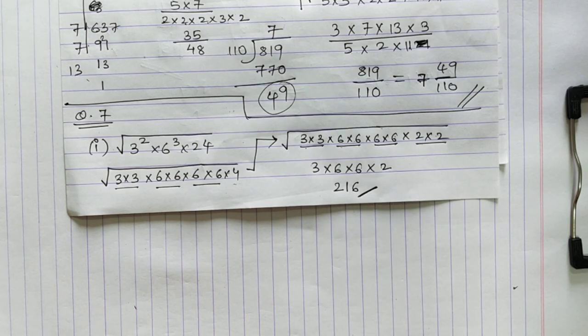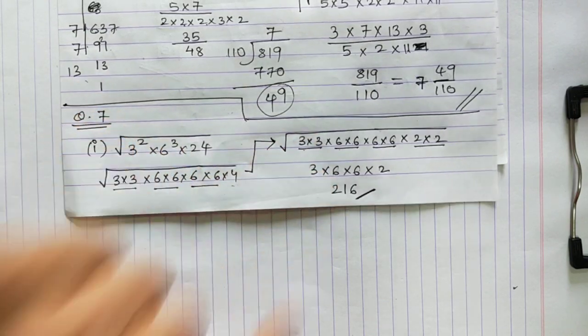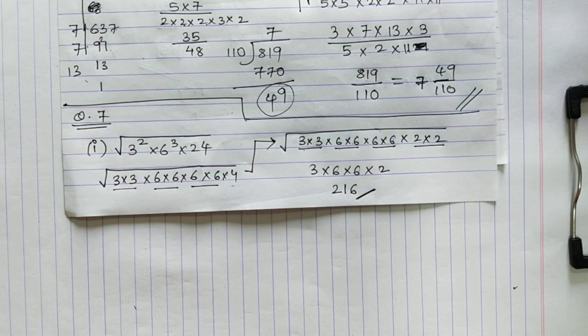I hope you have understood the sum. Copy it down properly. First step, second step, third step, fourth step, and fifth step. Small sum.